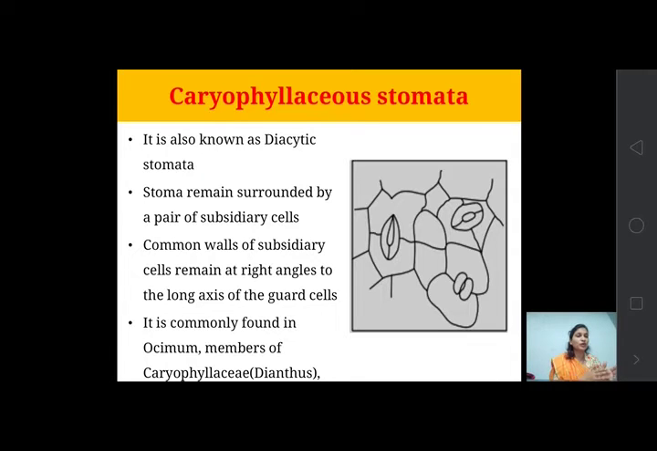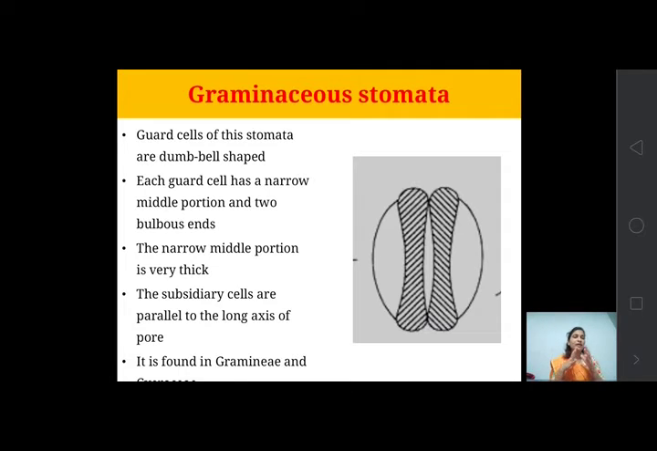Now the fifth one has a somewhat special difference in the guard cells. So let's look at this. In graminaceous stomata, the guard cells, as you can see in the picture, look like a dumbbell. A dumbbell is something you can use to do exercise. So the guard cells of these stomata are dumbbell shaped, and each guard cell has a narrow middle portion and two bulbous ends.